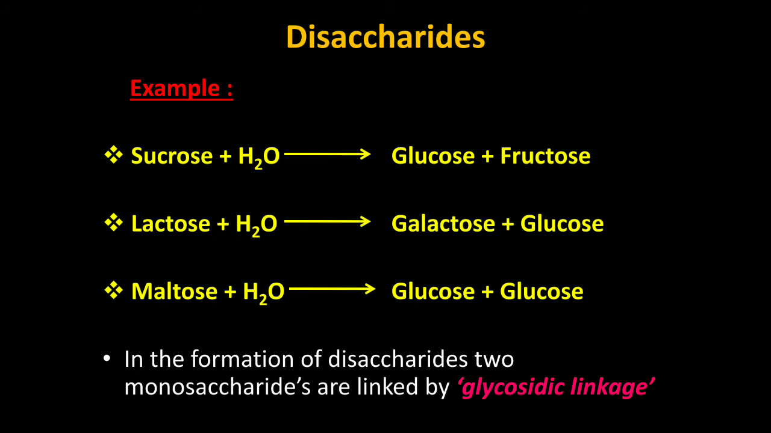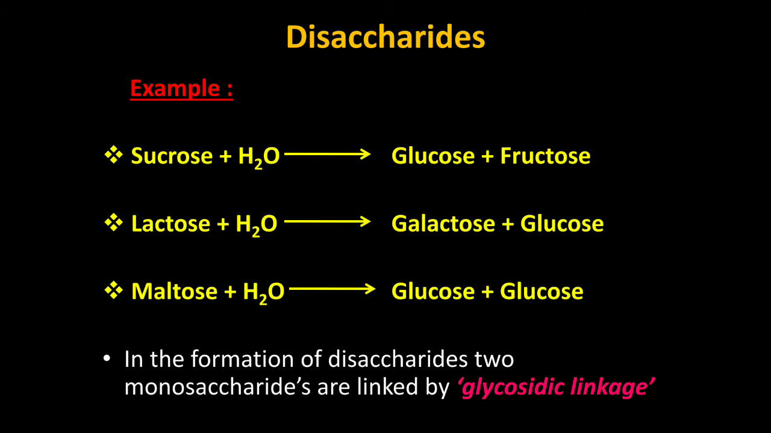Sucrose on hydrolysis gives glucose and fructose molecules. And lactose on hydrolysis gives galactose and glucose. Finally, maltose on hydrolysis gives two molecules of glucose units.